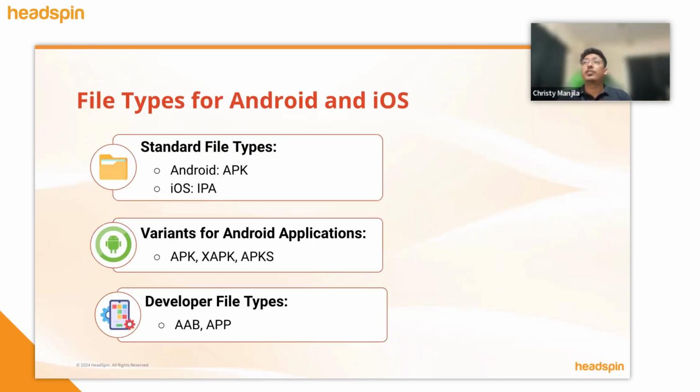Now, there are different types of files depending on the platform that you're using. The major ones that we are going to talk about are Android and iOS. Android's standard file type is APK, and for iOS, it's IPA files. Now, Android devices can download APK files directly from the Play Store, like I said previously, or sideload it by getting the APK file downloaded from any website.